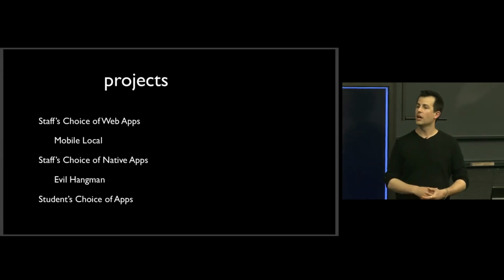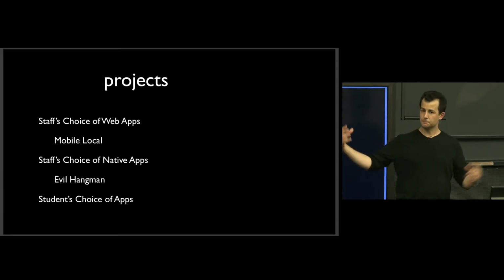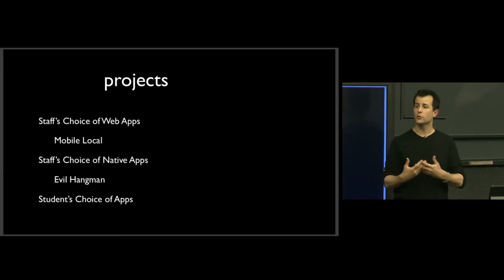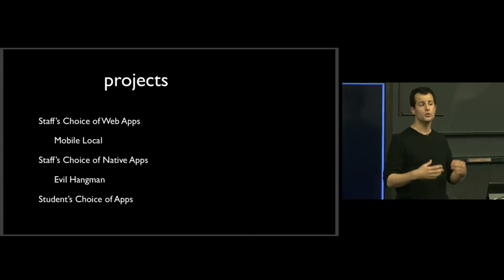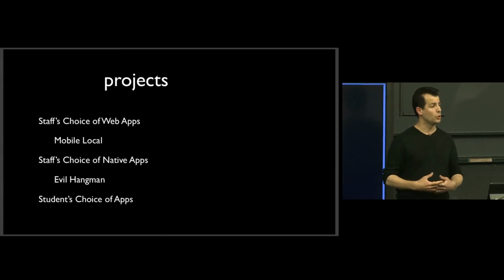The first 2 that are assigned, one will be themed Mobile Local, more on that Wednesday, but it will involve using the browser's geolocation API, using open data sets, and mashing things together into an interface that allows users to explore news and weather, all based on their current location.